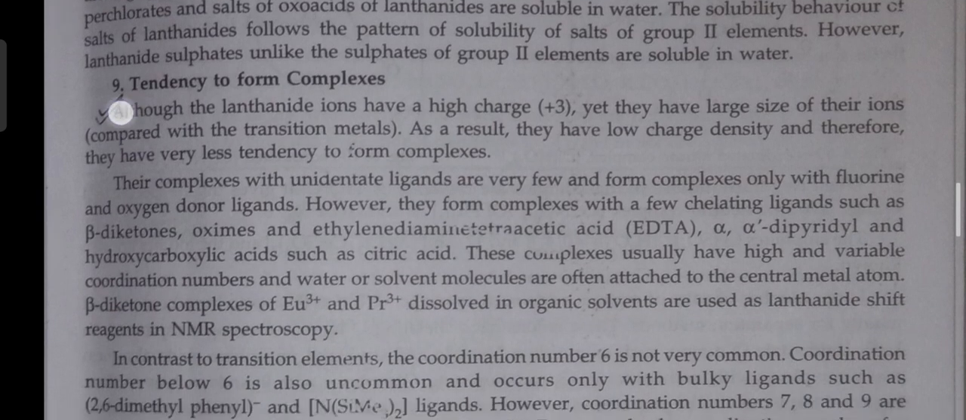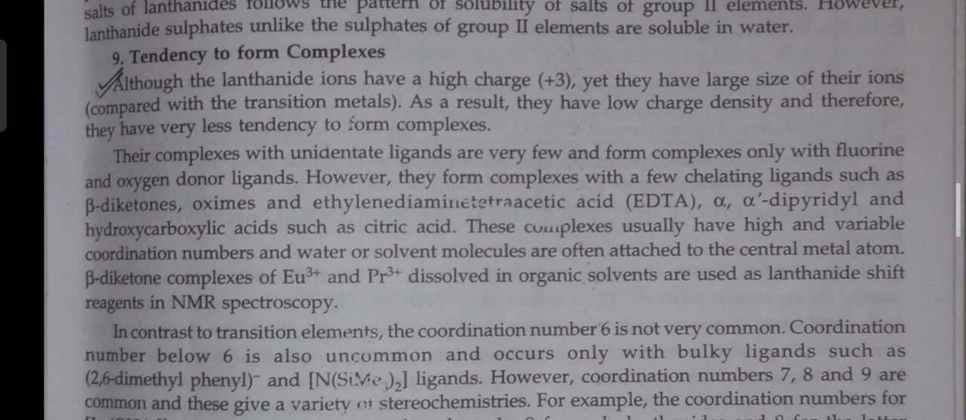9. Tendency to form complexes. Although the lanthanide ions have very high charge +3, yet they have large size of their ion compared with the transition metals. As a result, they have low charge density and therefore they have very less tendency to form complexes. Their complexes with unidentate ligands are very few and form complexes only with fluorine and oxygen donor ligands.